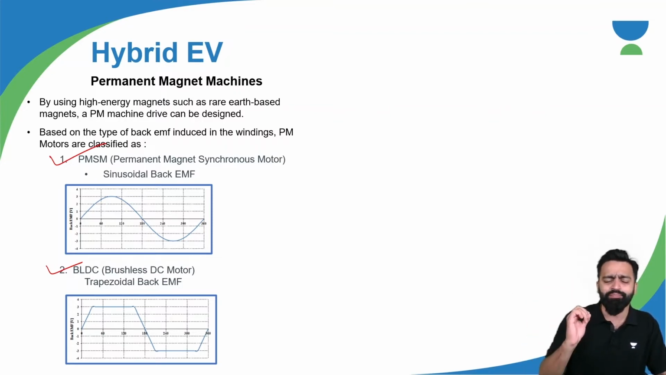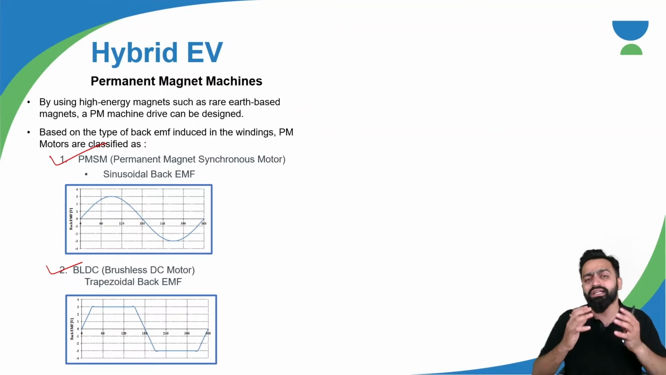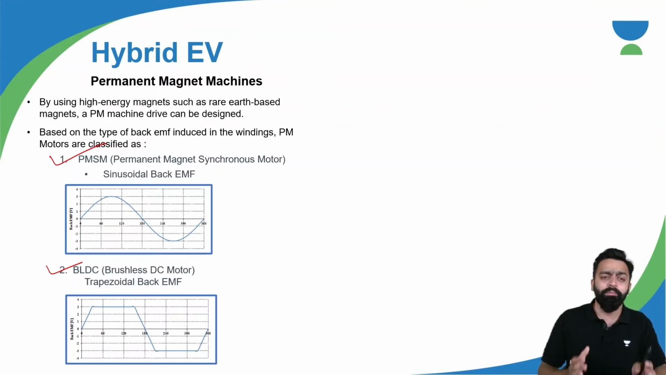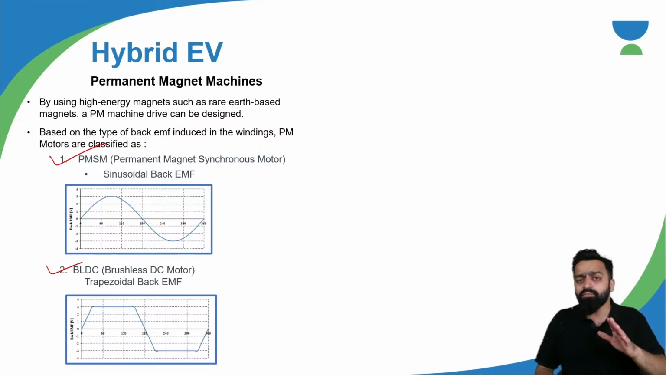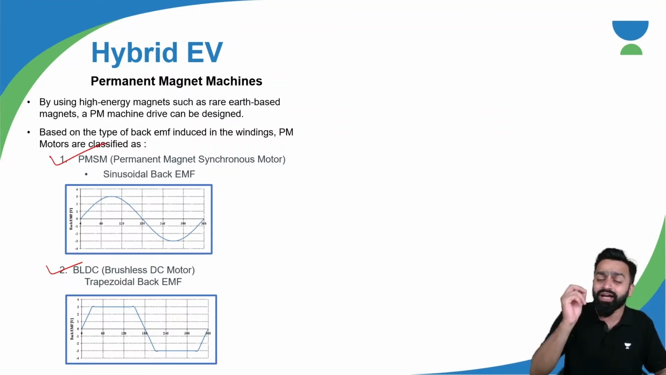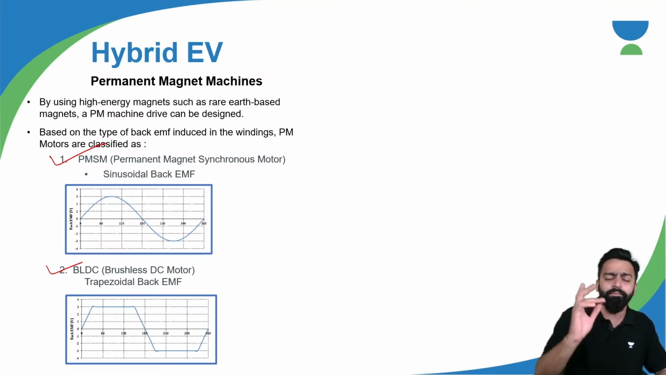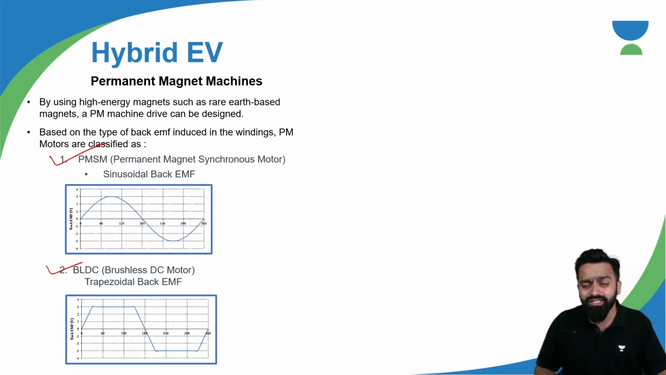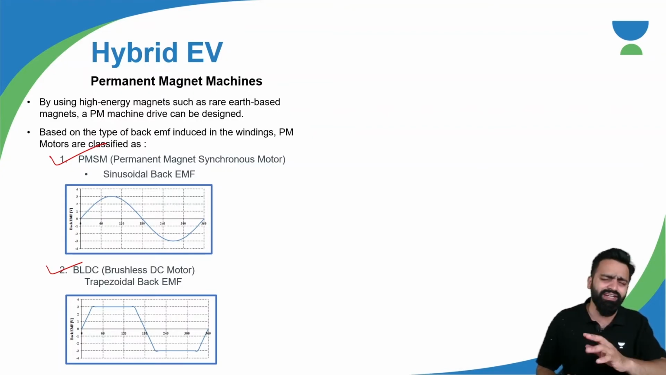Now, what is the difference? The PMSM motor runs on AC supply and the BLDC motor runs on DC supply. Please understand, the PMSM motor is a type of AC motor and the BLDC motor is a type of DC motor. The only difference between the conventional DC motor and the BLDC motor is that the BLDC motor does not have brushes and does not have a commutator. So we are using permanent magnets, but it also comes with some challenges, advantages and disadvantages.